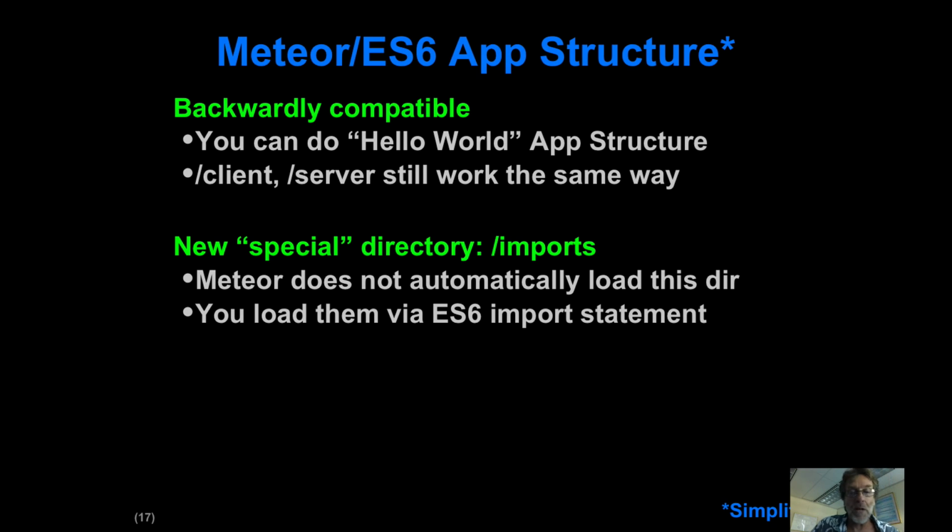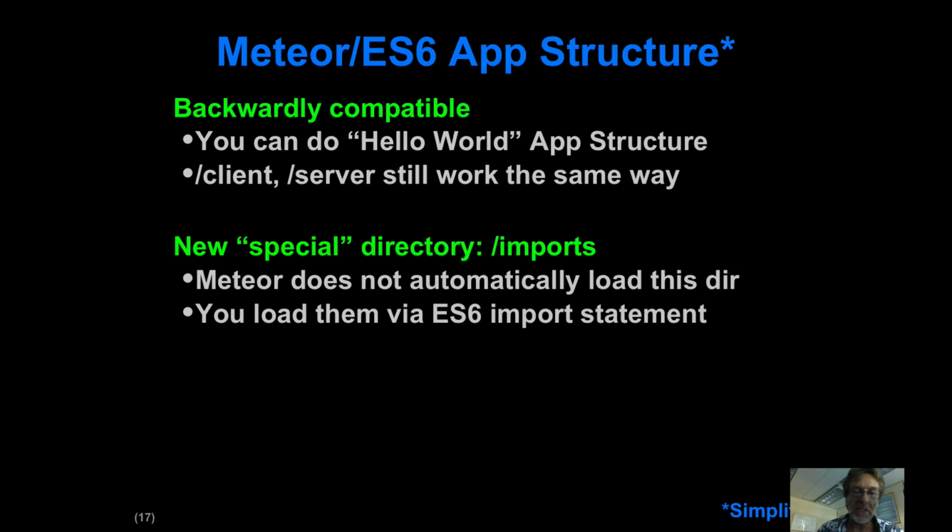The problem is, how do we do this in a way that doesn't break all the apps that we've ever had before in Meteor? And so they needed to create a backwardly compatible mechanism so you could still have the hello world app structure, and you could still have the ES5 app structure with a client and server. But we also want to allow people to use this import facility because it's going to be so helpful when you want to build big things.